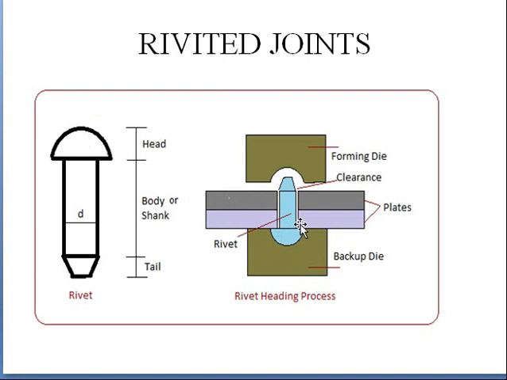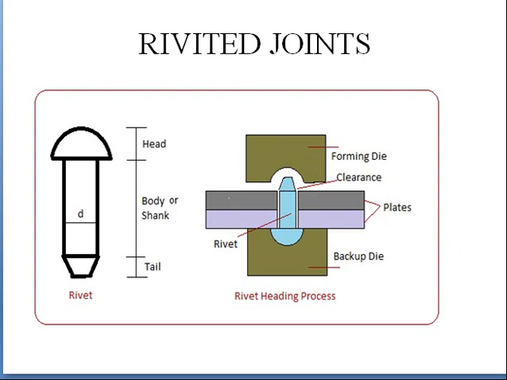So this head will be placed in this die, and this is a forming die. When we place this rivet into it, we beat it with the forming die, we hammer it, and we see that the tail will get deformed into the shape which you have in the die. So this is about the riveted joint.